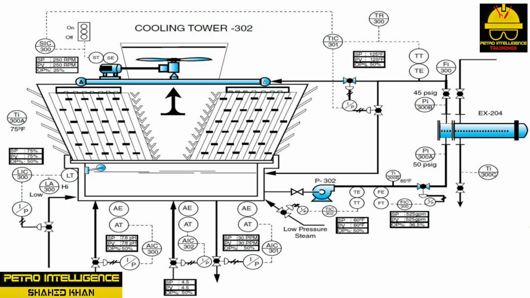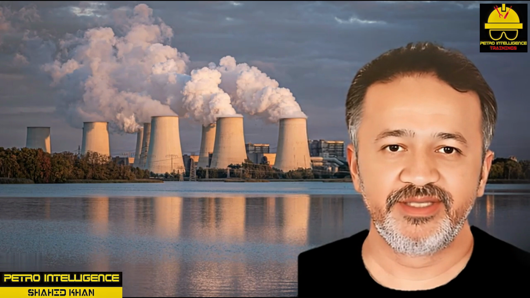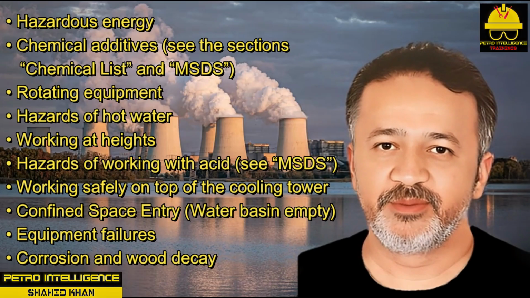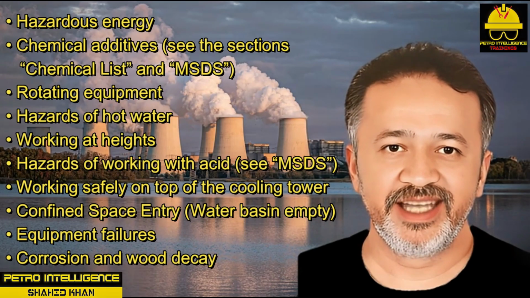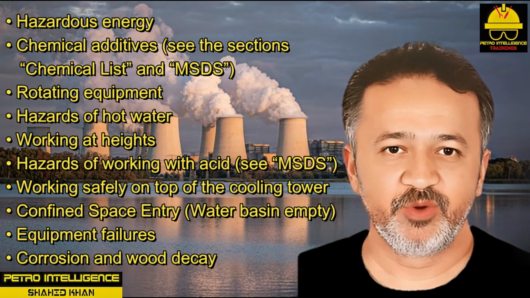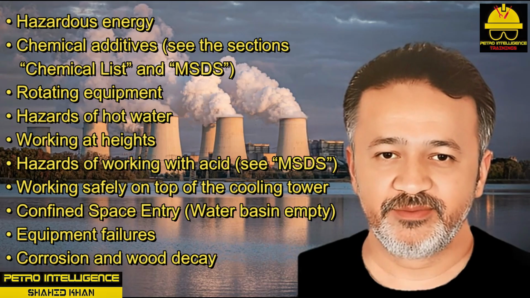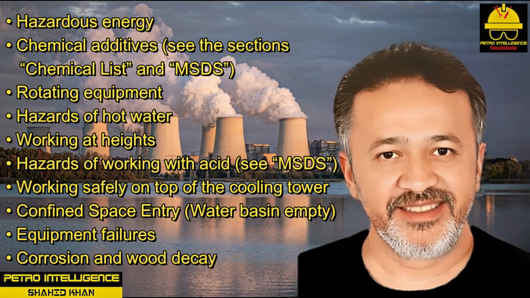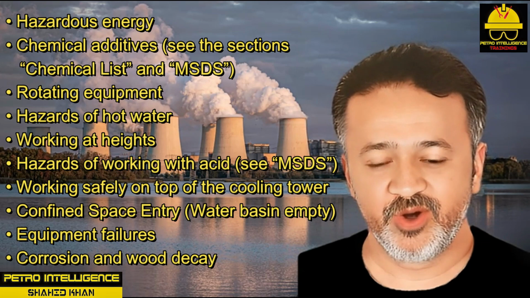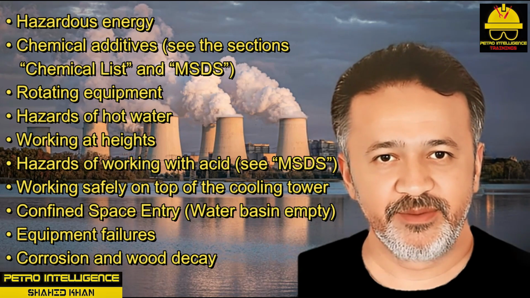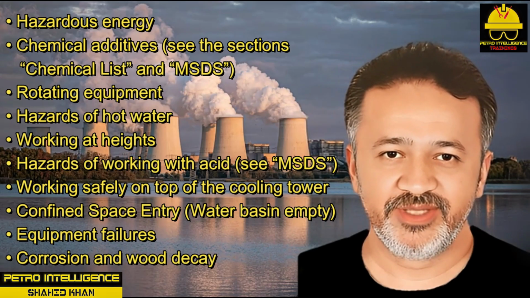A typical cooling tower is a heat transfer device designed to cool water so it can be reused in industrial applications. The safety aspects of the cooling tower system include the following areas: hazardous energy, chemical additives, see the sections Chemical List and MSDS, rotating equipment, hazards of hot water, working at heights, hazards of working with acid, see MSDS, working safely on top of the cooling tower, confined space entry, water basin empty, equipment failures, corrosion and wood decay.